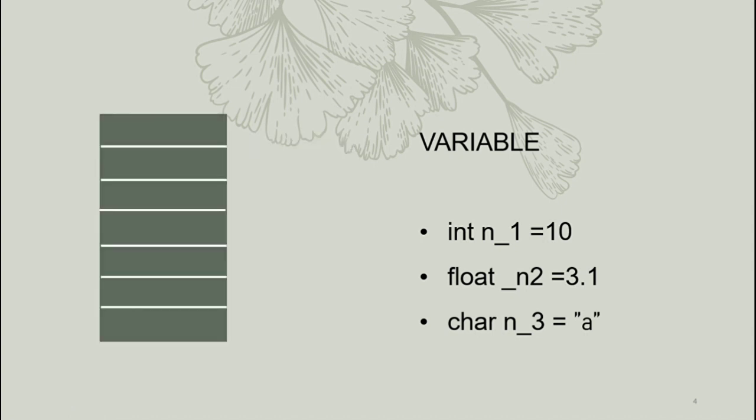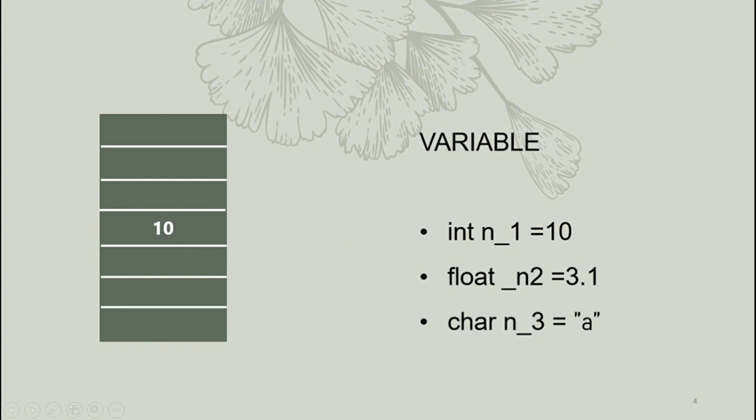Okay, consider in a storage this 10 is stored somewhere, but how is the place allocated here? So here you can see that you have declared an int. So int is a 2-byte data type. So 2-byte memory will be allocated for this variable, which is n_1.